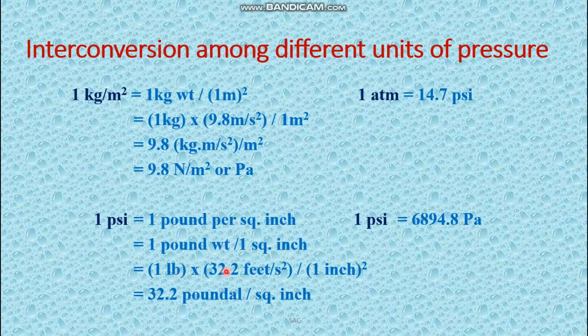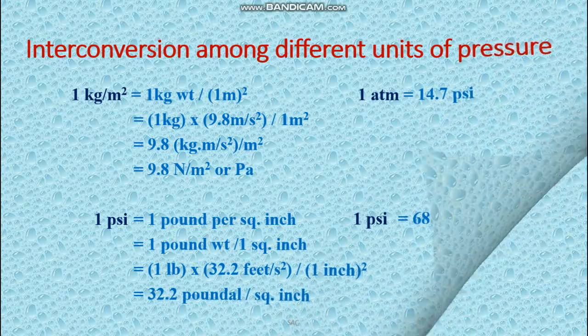That means 1 pound into the g value in terms of FPS unit. So 9.8 meter per second square is the SI value of g, and the FPS value of g is 32.2 feet per second squared. And when it is calculated, then it gives the result 32.2 poundal per square inch, because pound feet per second square is the unit of force in terms of FPS unit, which is shortly known as poundal. So it is 32.2 poundal per square inch. And we also have another relationship, 1 psi equal to 6894.8 Pascal.